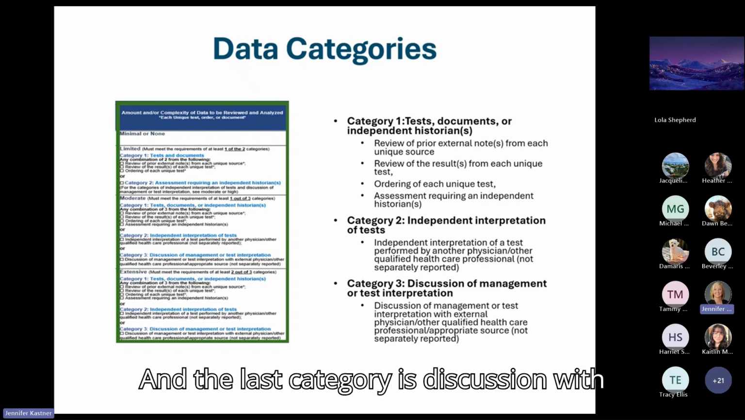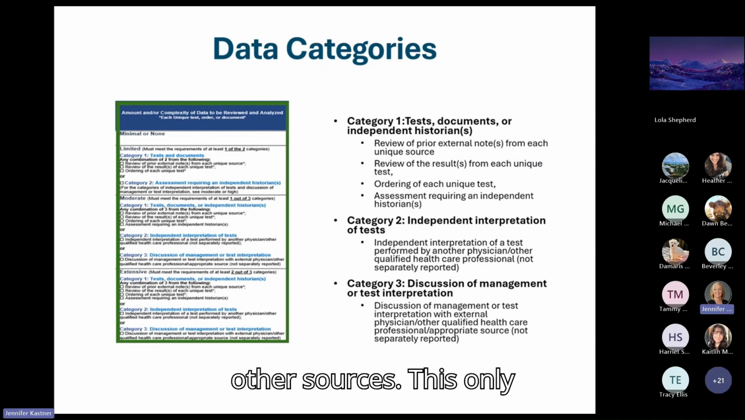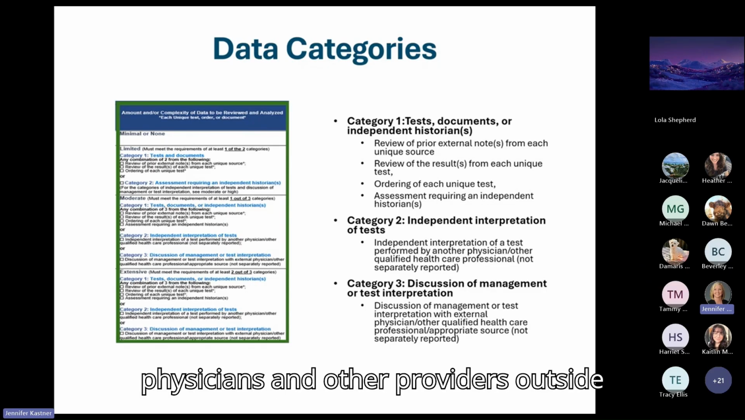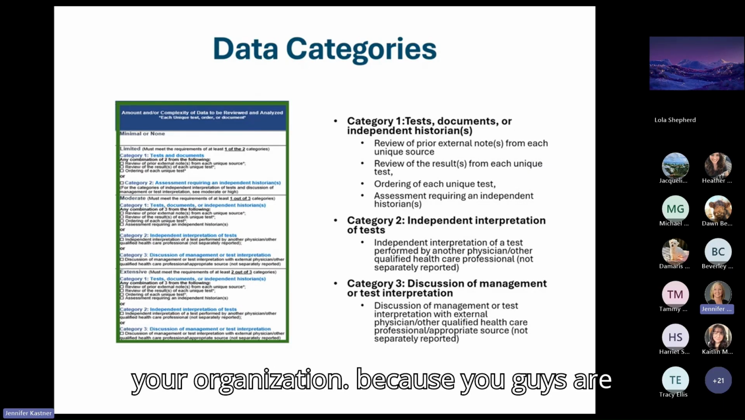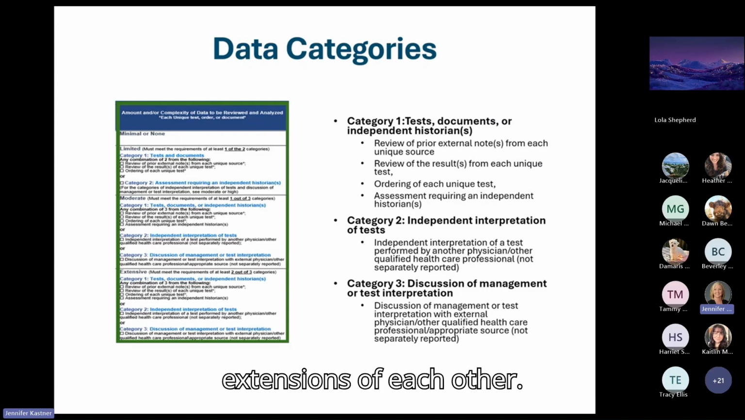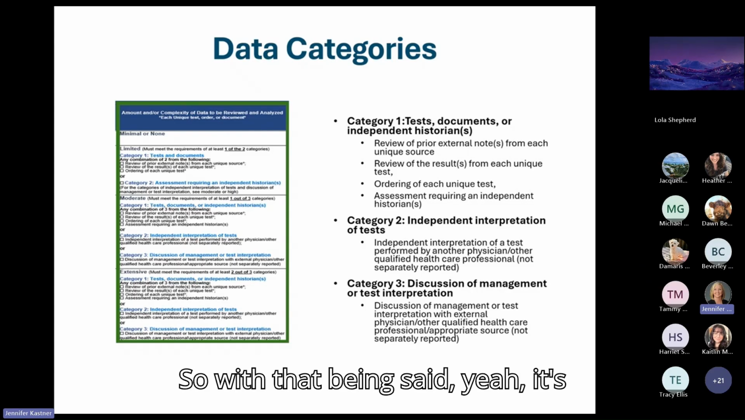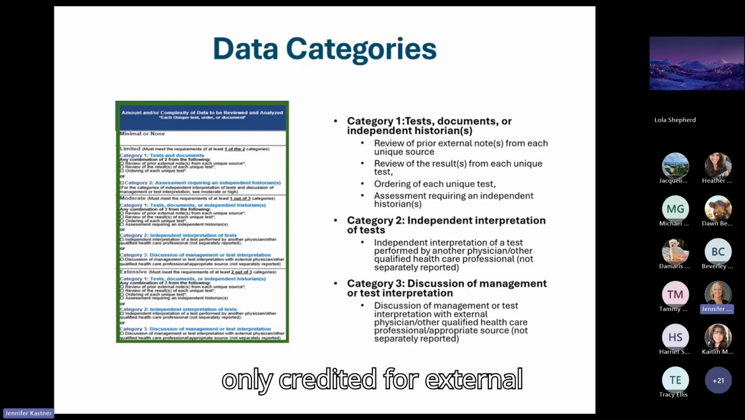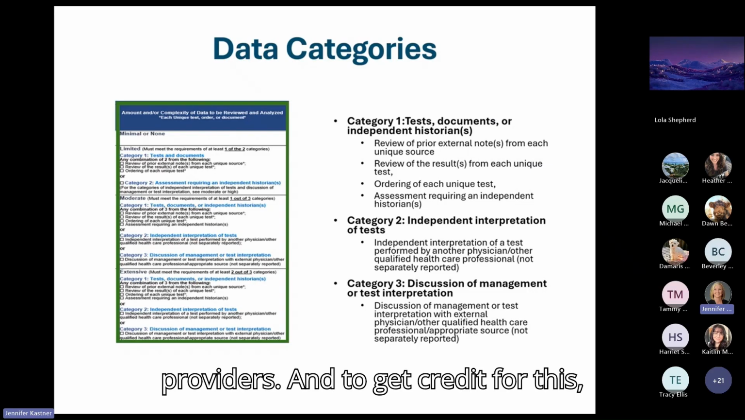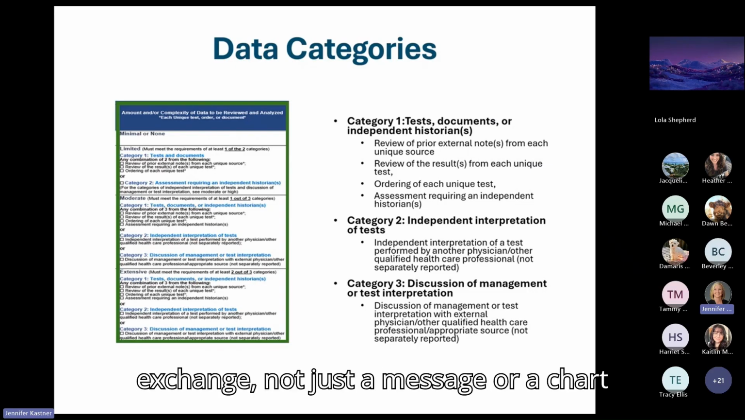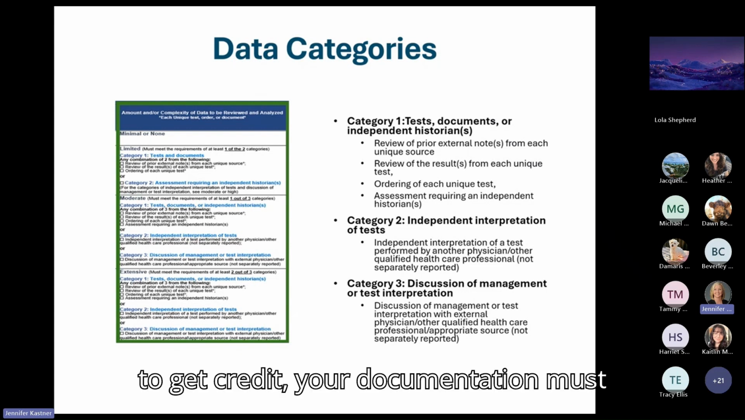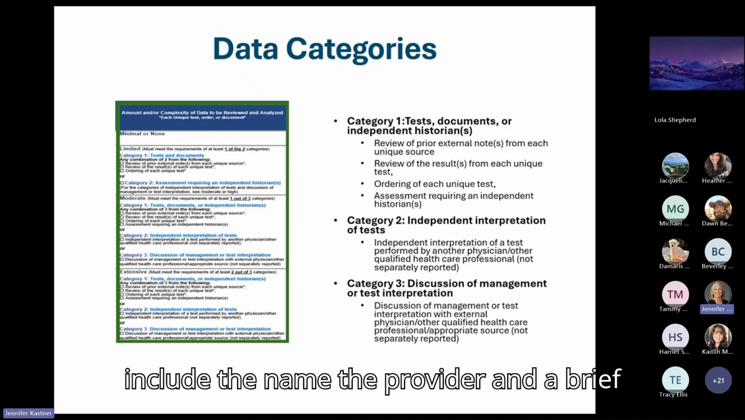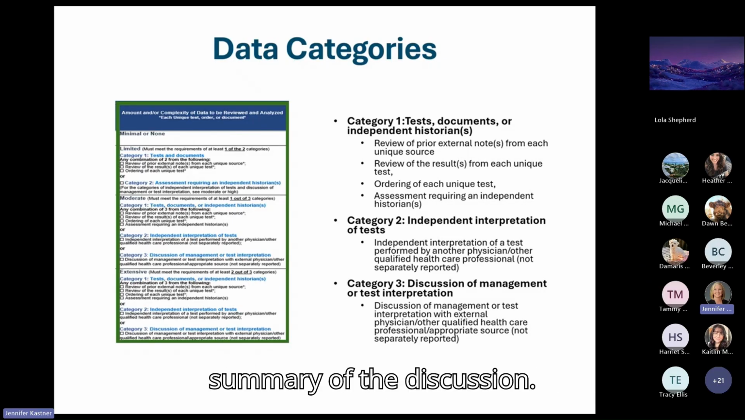And the last category is discussion with external healthcare professionals and other sources. This only applies to external physicians and other providers outside your organization, not someone within your organization, because you guys are extensions of each other. With that being said, it's only credited for external providers. And to get credit for this, the exchange requires an interactive exchange, not just a message or a chart note or communication through staff. And to get credit, your documentation must include the name of the provider and a brief summary of the discussion.